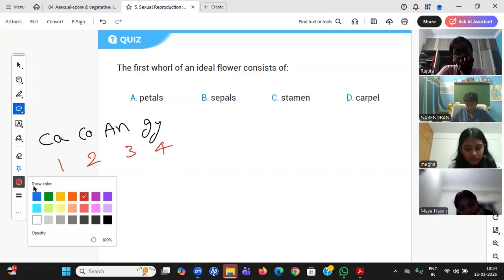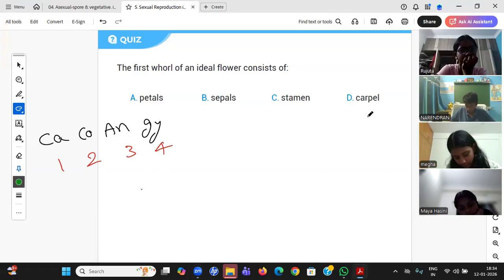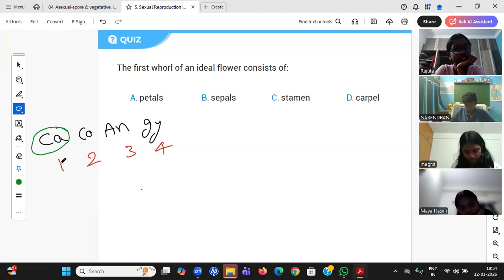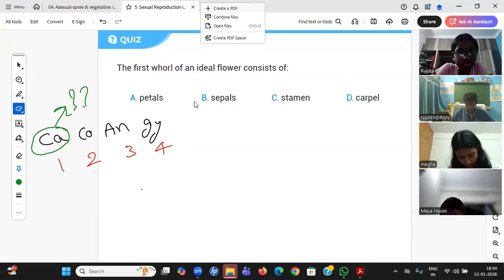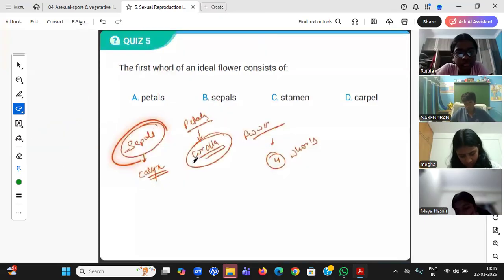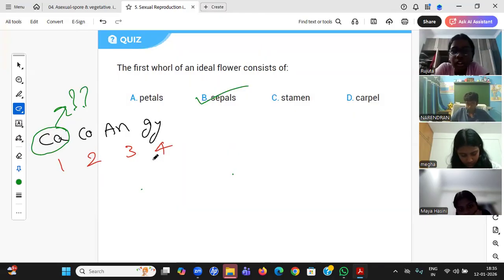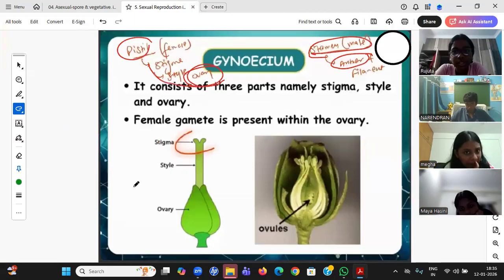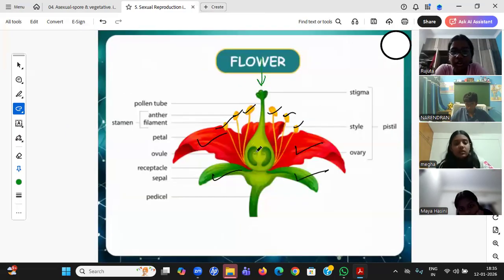Rujuta, my question is not about the first whorl's structure. The first whorl is nothing but the calyx, but what is it made up of? That is the question. Yes, Rujuta, right answer. Sepals is the right answer. So the whorl order comes from outside to inside, right? No, student, inside to outside. First, second, third, fourth. Okay, sir, got it.